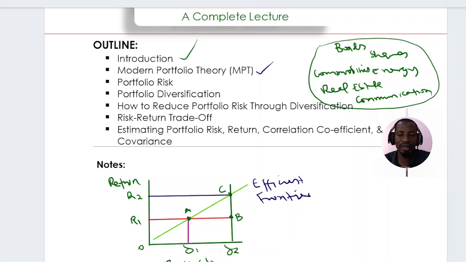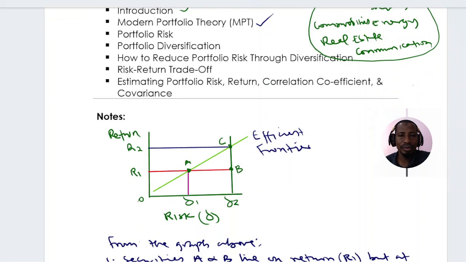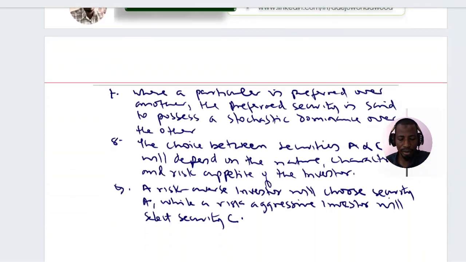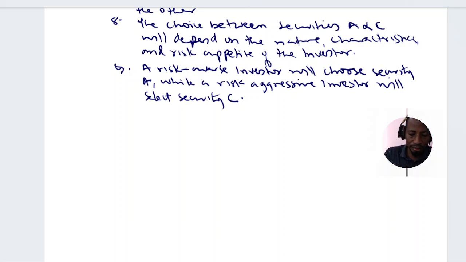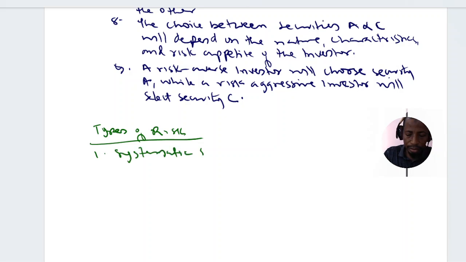Basically, there are two types of risk. We have systematic risk. Types of risk. Let's talk about types of risk. So like I said, there are basically two types of risk. One is systematic risk, then two, unsystematic risk. What do you mean by systematic risk?